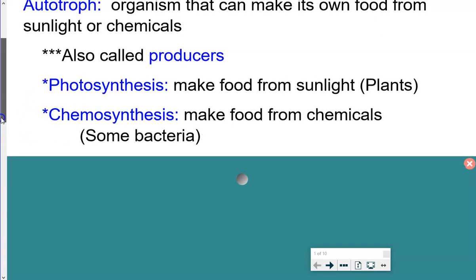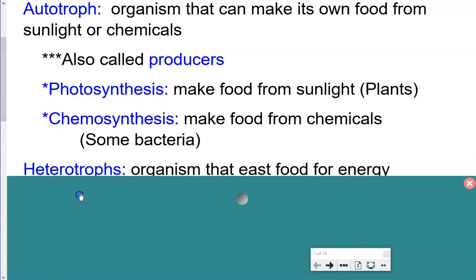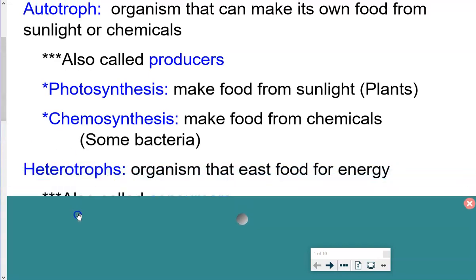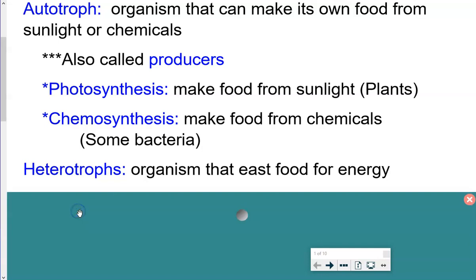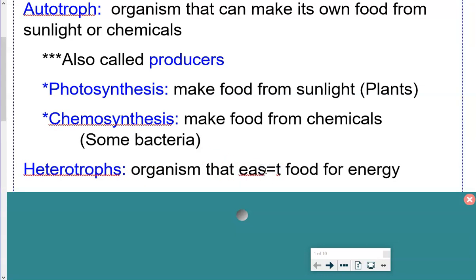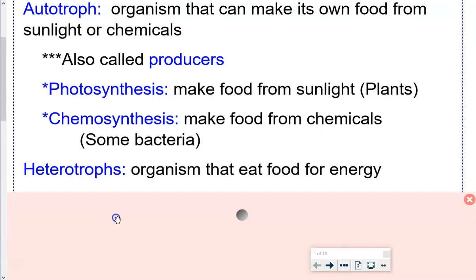Okay? Now the next group, the opposite of an autotroph is a heterotroph. Hetero, this prefix means different. So these are organisms that have to eat something different for energy. They cannot make it themselves. Okay, so heterotrophs, organisms that, not yeast, oh my goodness, eat food for energy. Sorry about that, guys.